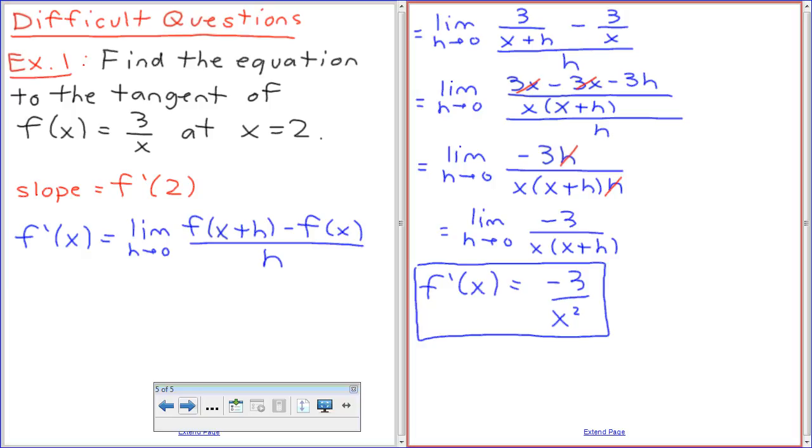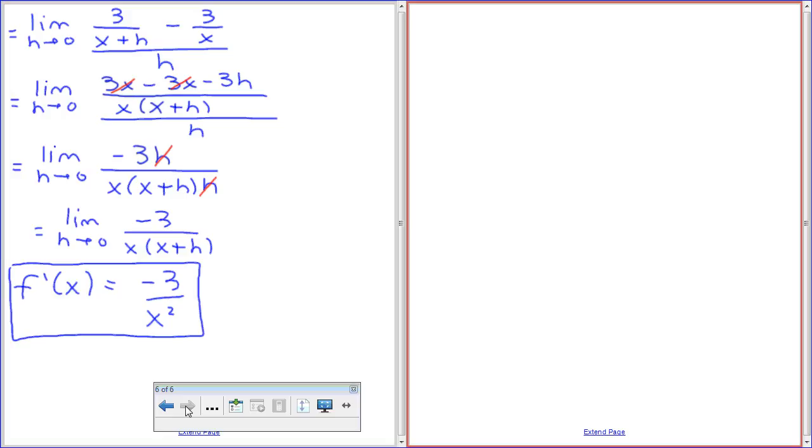So negative 3 over x squared. So we set our slope, which is going to be m, equals f prime of 2. Can someone explain to me why I chose f prime of 2? Yes. Because in the question it says x equals 2. Yeah, the question when x equals 2. So this is going to be negative 3 over 2 squared, which is going to be negative 3 over 4. So that's my slope.